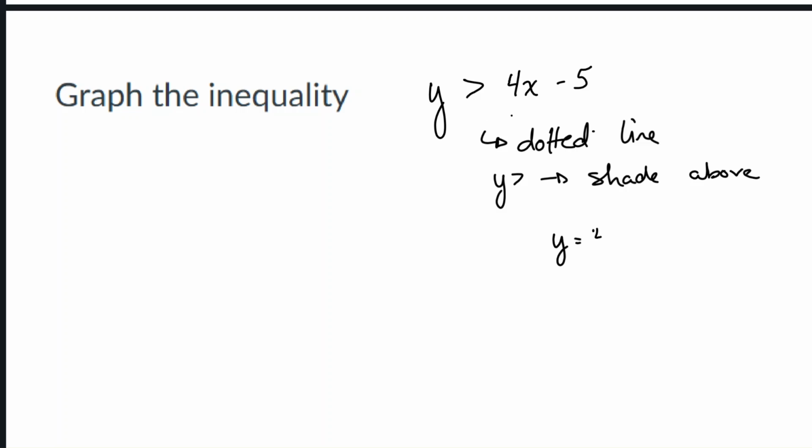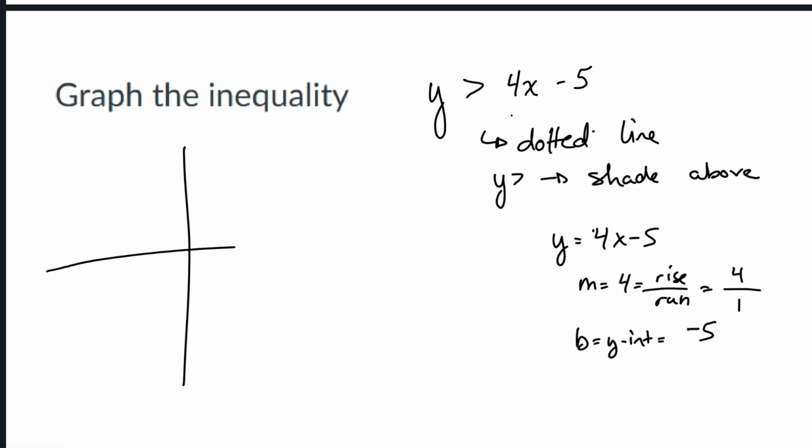Now if I was just graphing y equals 4x minus 5, that's a straight line with a slope of 4. So my rise over run could be written as 4 over 1. Putting the over 1 helps me see this as a fraction. The y-intercept, b, is negative 5. So I'm going to go down, y value of negative 5. It hits the y-axis at negative 5.